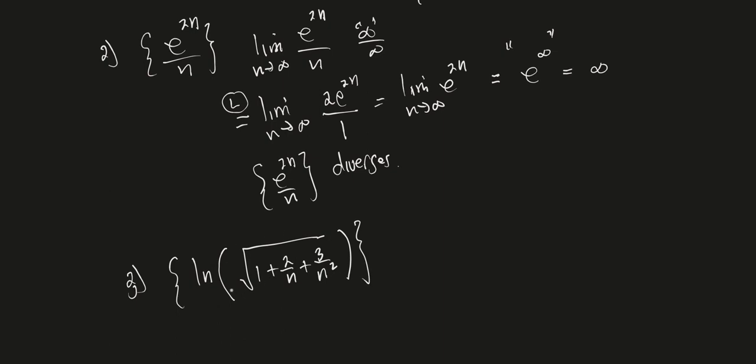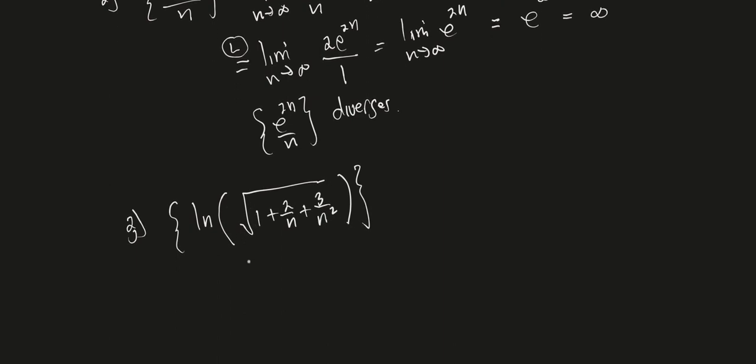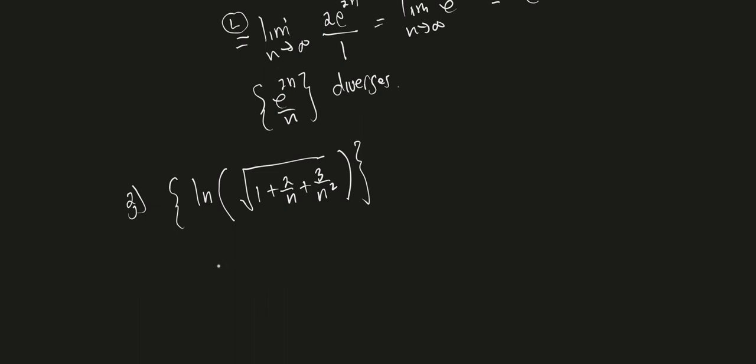Okay, so that one has a lot going on. Right? Well, if we're asked to find the limit of a sequence, the next step is always to take the limit as n goes to infinity. Let's see what happens to the terms. So we have the ln of the square root of 1 plus 2 over n plus 3 over n squared.